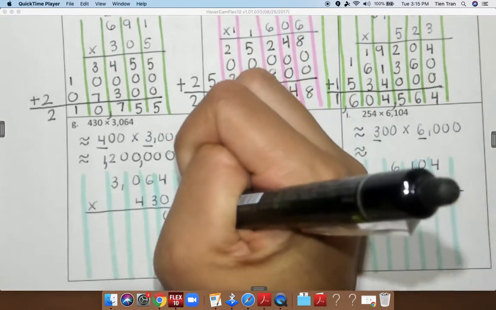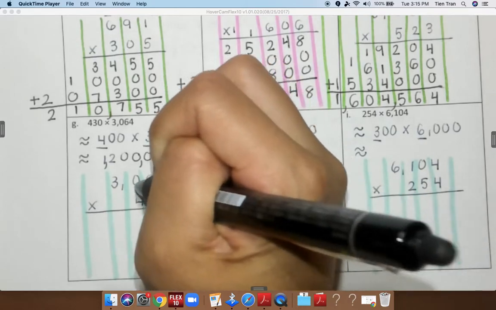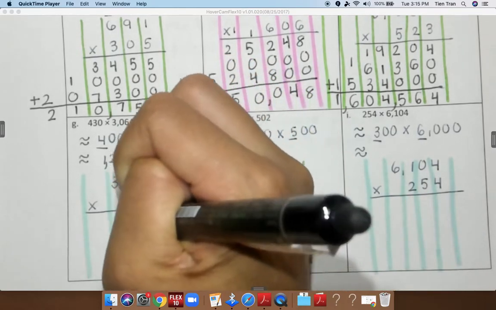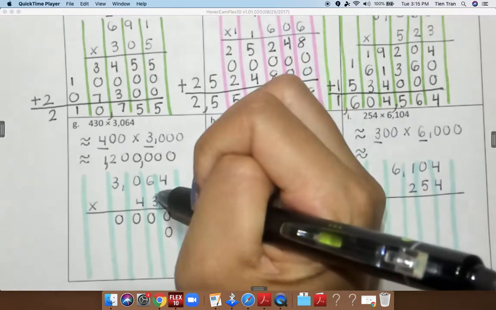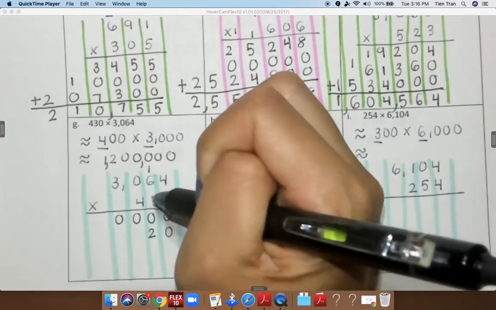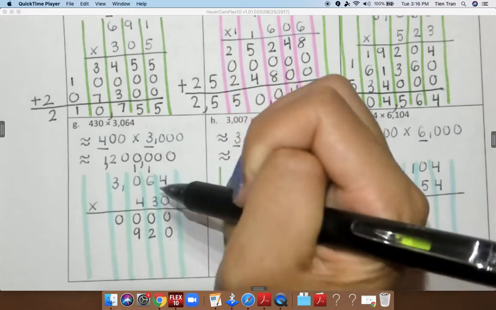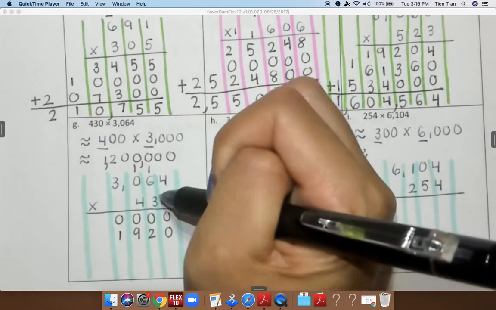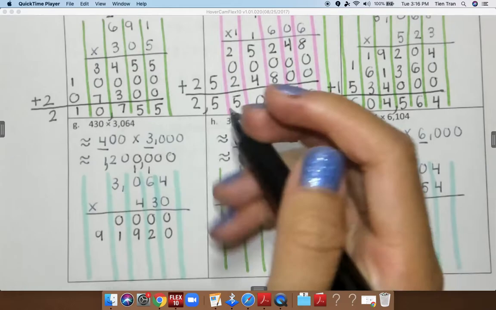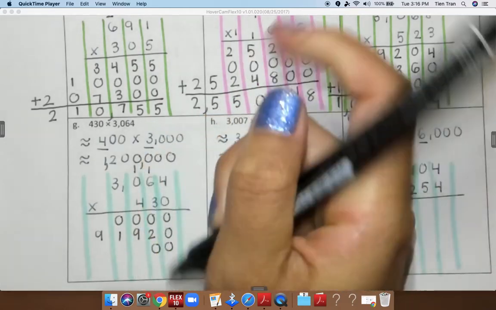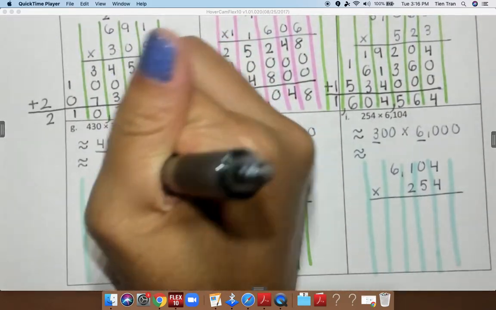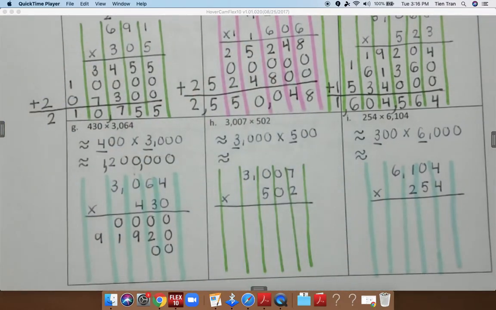0 times 4 is 0, 0 times 6 is 0, 0 times 0 is 0, 0 times 3 is equal to 0, bring down my 0. 3 times 4 is equal to 12, 3 times 6 is 18, plus 1 is 19, 3 times 0 is 0, plus 1 is 1, 3 times 3 is equal to 9. Now I'm going to add 2 zeros on the bottom because I am multiplying in my hundreds place.